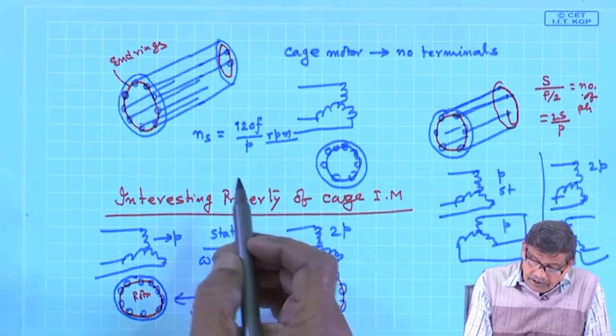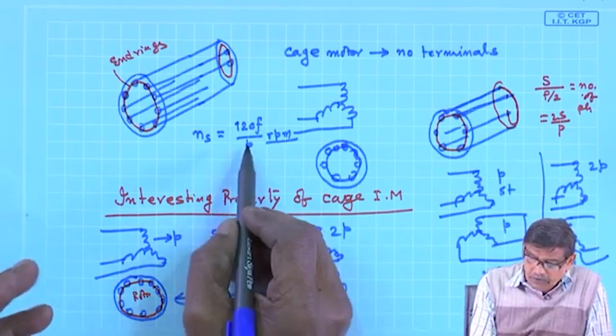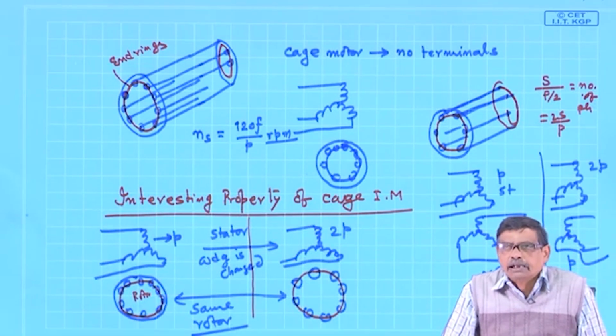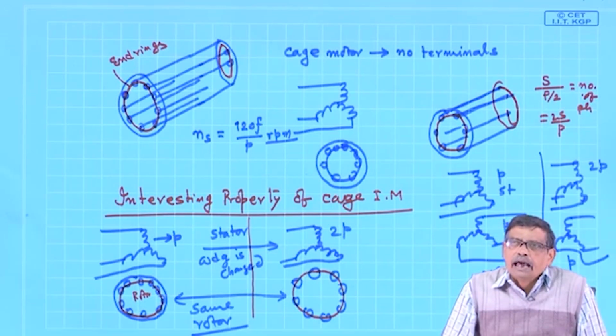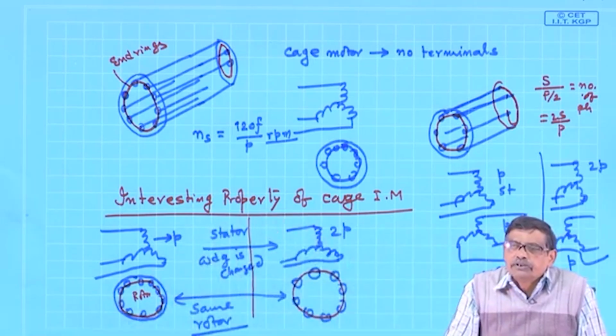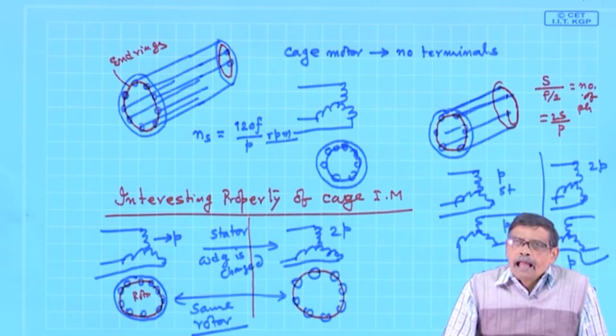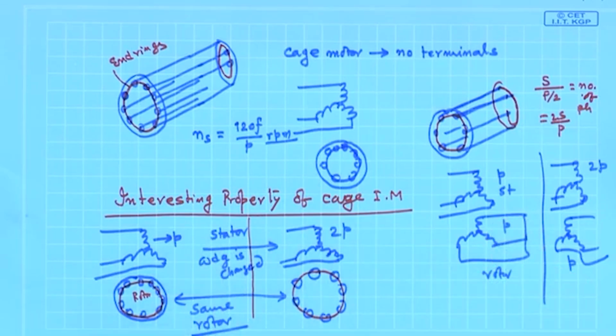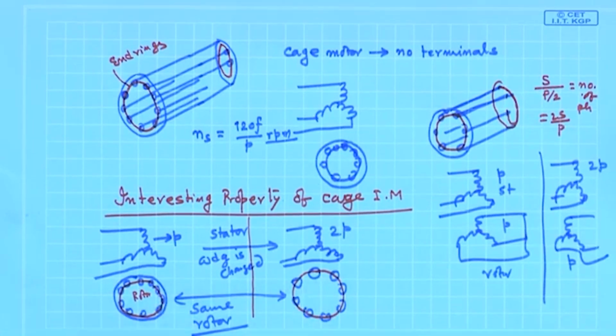So, one way was that on the stator you use 2 separate stator windings. Suppose one is wound for 2 poles and another is wound for 4 poles. 2 completely separate 3-phase distributed windings you accommodate in the stator slots. And at a time I will energize either the 2-pole winding or the 4-pole winding, and my rotor will be a cage induction motor.